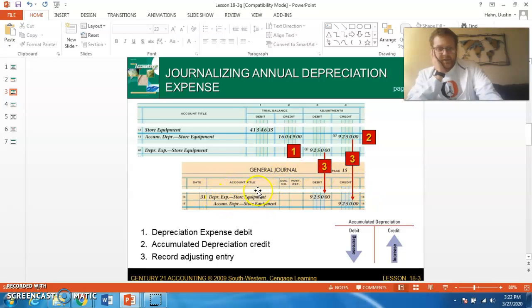Your depreciation expense, your store equipment, that's your $9,250. Your accumulated depreciation right here. Boom and boom. That's where this is coming from, the worksheet. This is you recording your adjusting entry in your general journal.